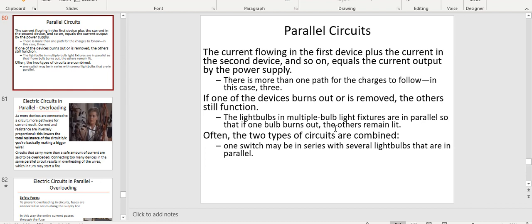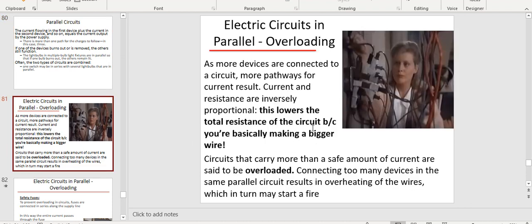There is more than one path for the charges to follow. If one of the devices burns out or is removed, the others are still good. Often the two types of circuits are combined. One switch may be in series with several light bulbs that are in parallel. As more devices are connected to the circuit, more pathways are created. And I wanted to reiterate this again because this is important.